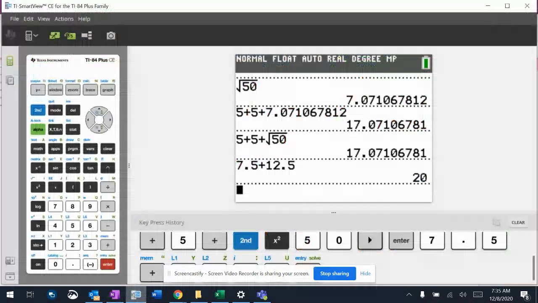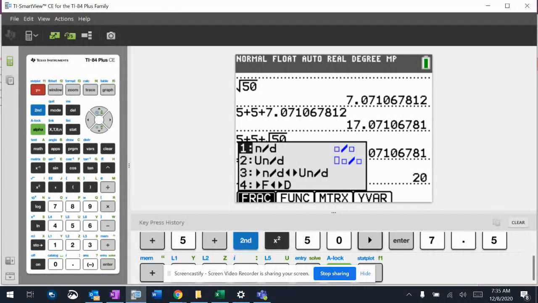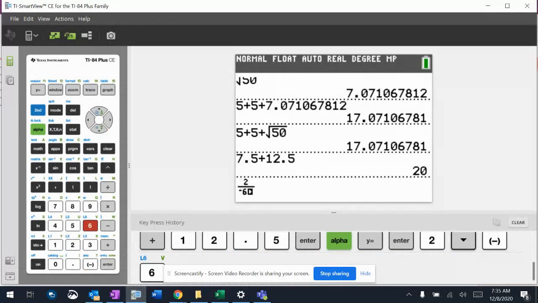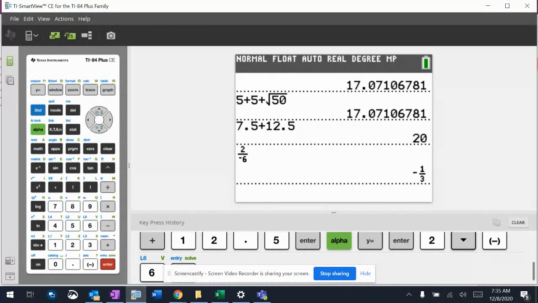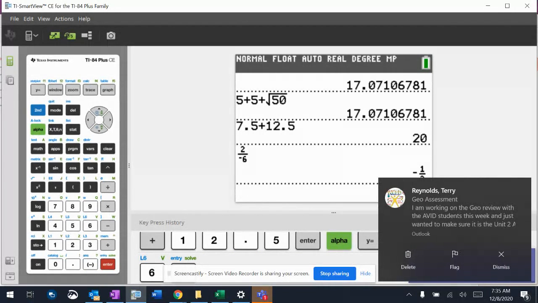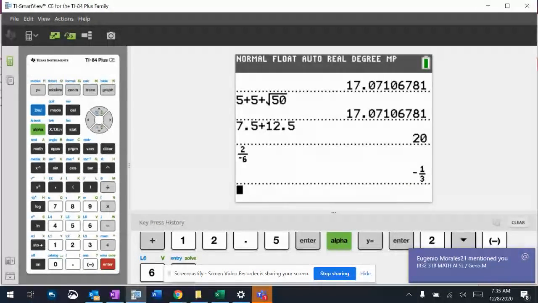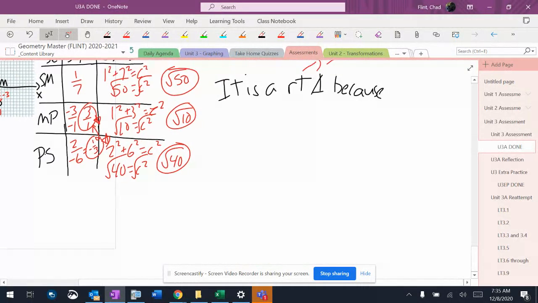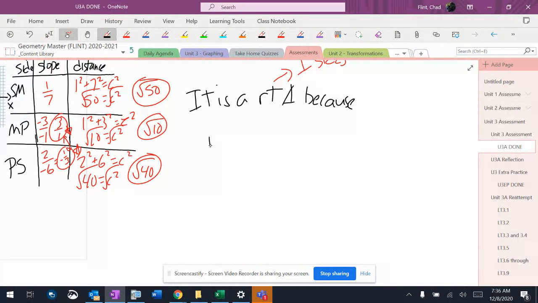Now, let's say you don't know how to reduce fractions in your head. Go to the calculator, you hit alpha y equals, and you put in 2/-6 and you hit enter, and it will give you the answer reduced. All right, so if you're not sure in terms of what you need to do with reducing, if you go to the calculator, you can do it. So now those two slopes are perpendicular. So it is a right triangle because it has perpendicular slopes.